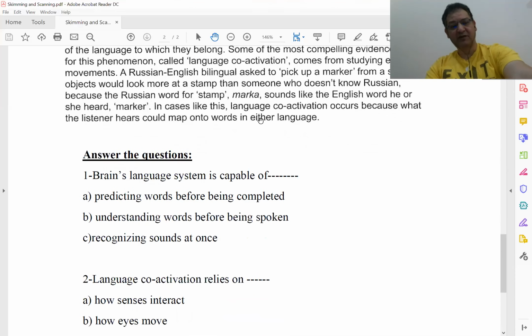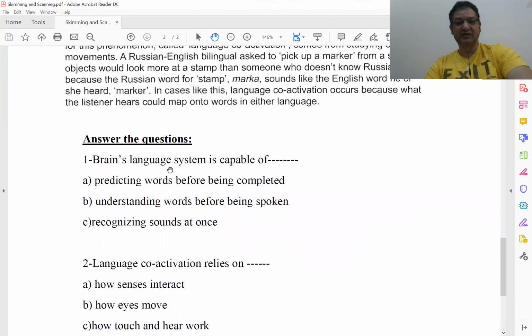Let's go to the answers. Brain's language system is capable of: predicting words before being completed, understanding words before being spoken, recognizing sounds at once. The answer will be predicting words before being completed. The answer will be A.